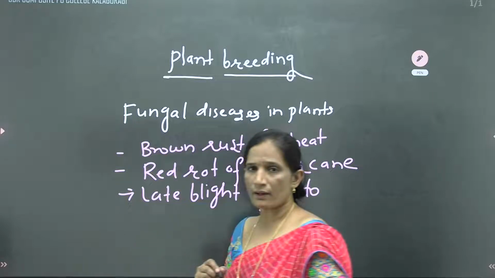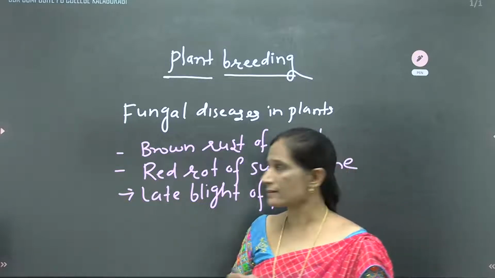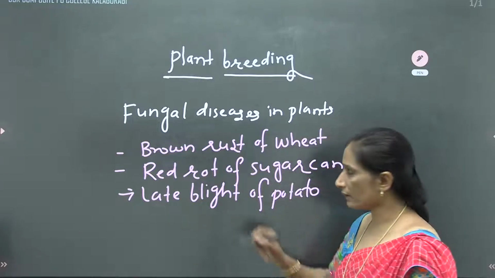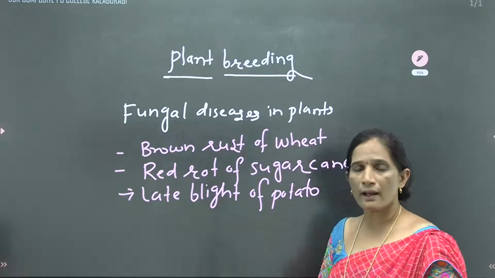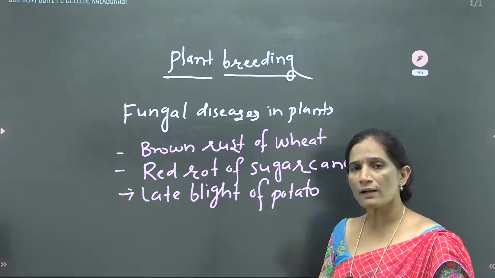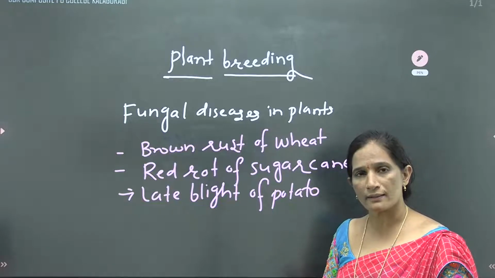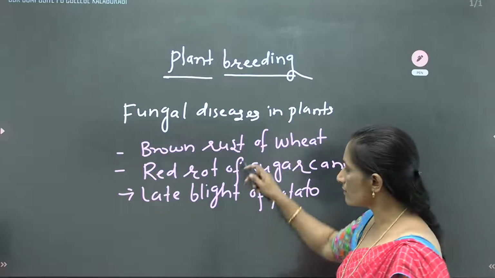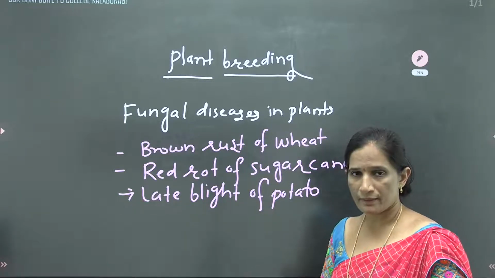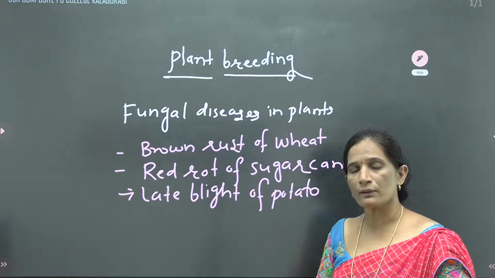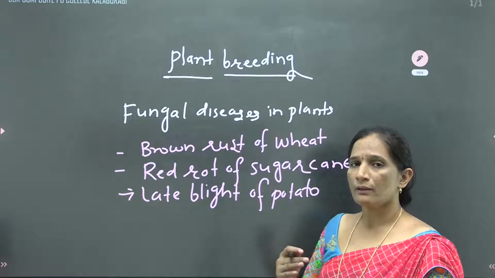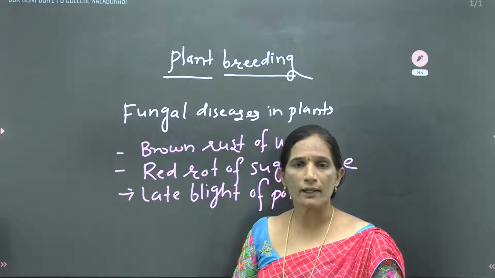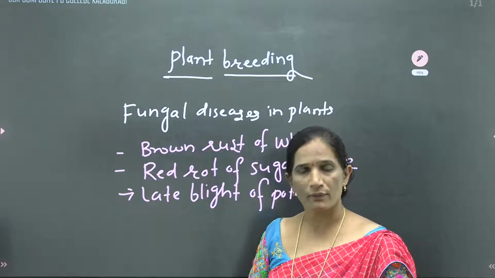So what are the fungal diseases in plants? Fungal diseases in plants are brown rust of wheat, red rot of sugarcane, and the third one is the late blight of potato. There are many more fungal diseases in plants, but as per your NCERT text, three fungal diseases are mentioned. So these three you have to remember. Is it clear? Even in theory, they are going to ask: name two fungal diseases in plants, name two bacterial diseases in plants, name two viral diseases in plants. Very very important for 1 mark.